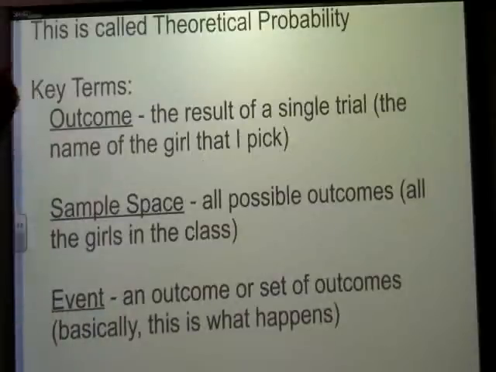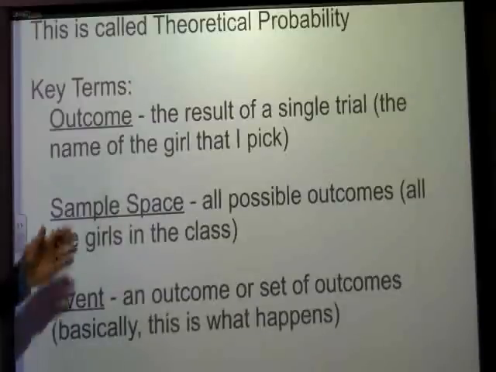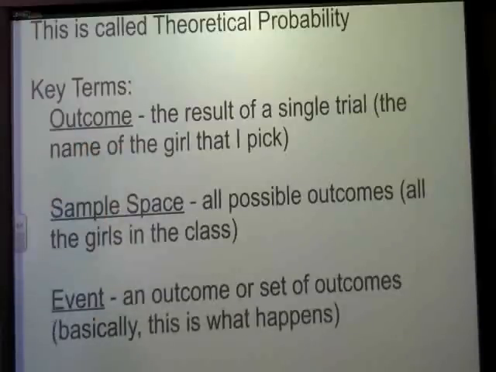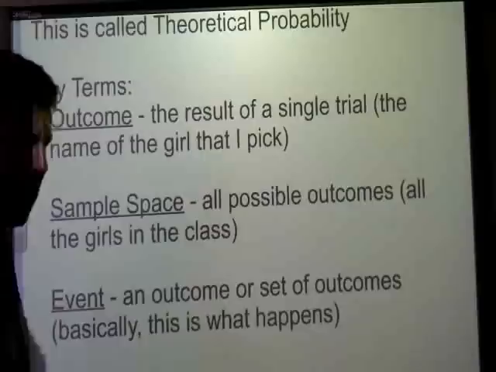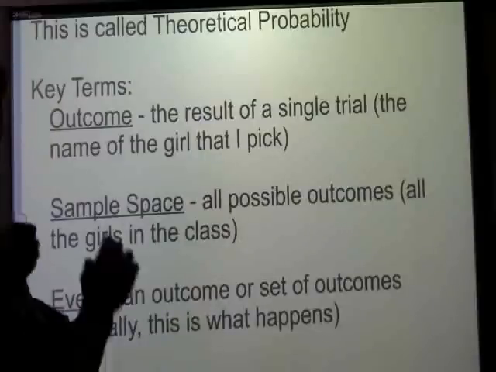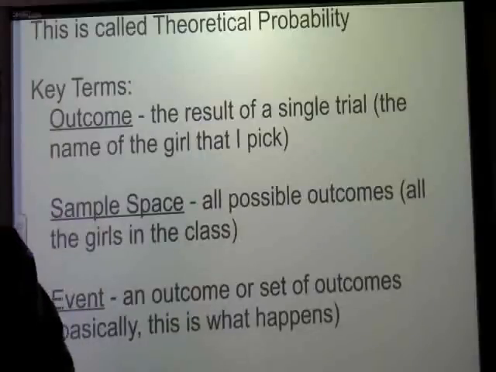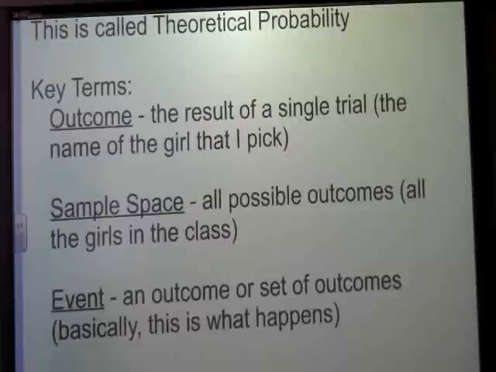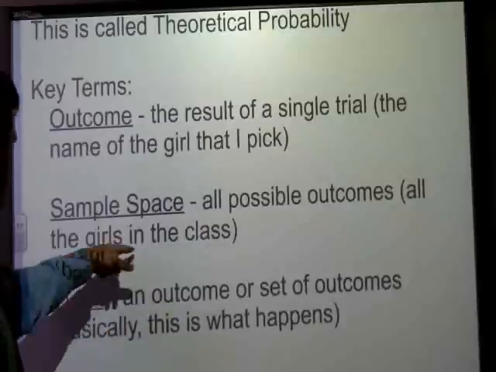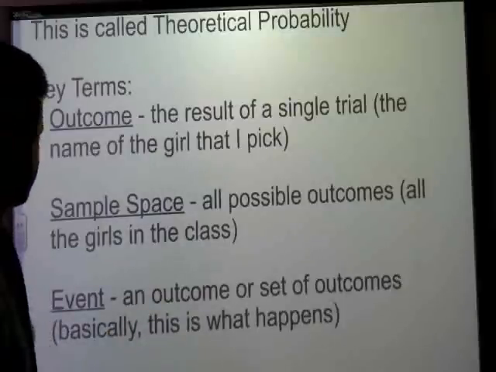What we have here is something called theoretical probability. Okay? Now the key terms in this are the outcome, which is the result of a single trial. In this particular situation, that's the girl's name that I pick. I reach into the hat, I pick out a card, it has a name, that name is the outcome. The sample space is all the possible outcomes, all the names in a hat. All right? So every single one of those, all the girls in the class are part of that sample space.